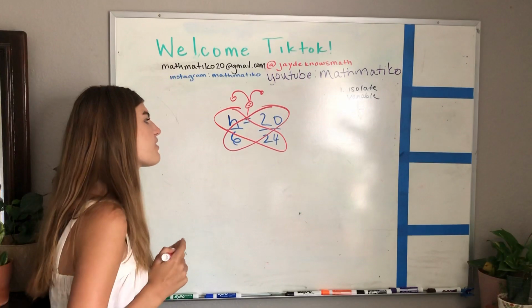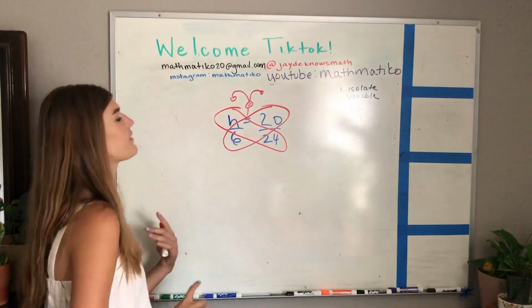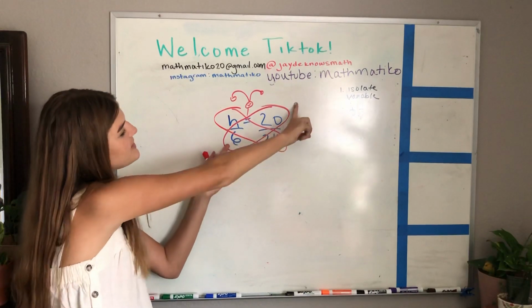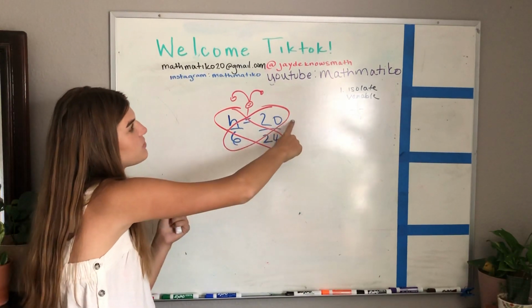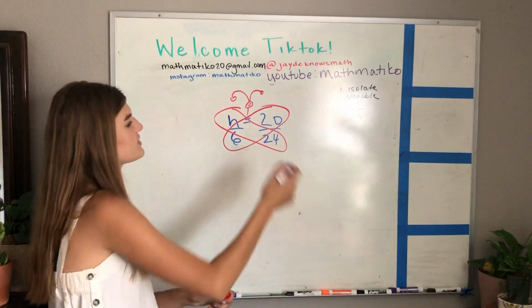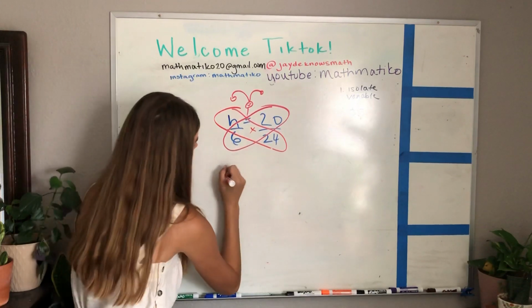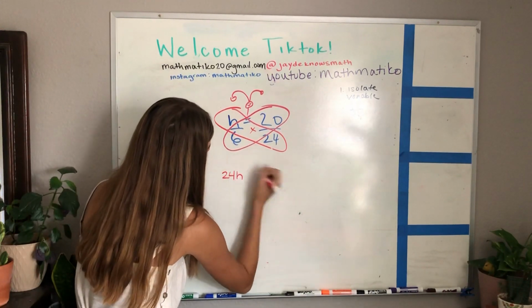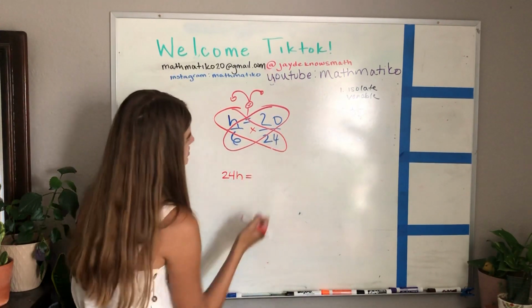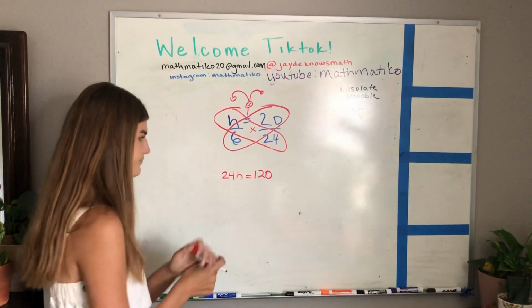The butterfly method you also probably know as cross multiplication. What the butterfly method does is it groups these 2 numbers together, 20 and 6, and h and 24. So what we can do is multiply. h times 24, that's 24h, equals 20 times 6, which is 120.